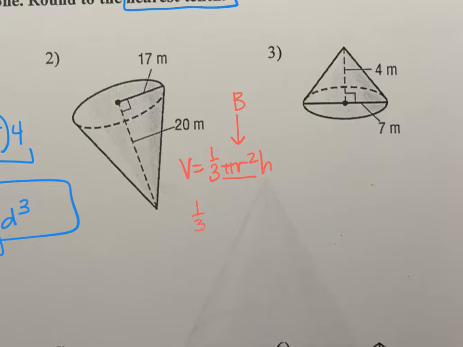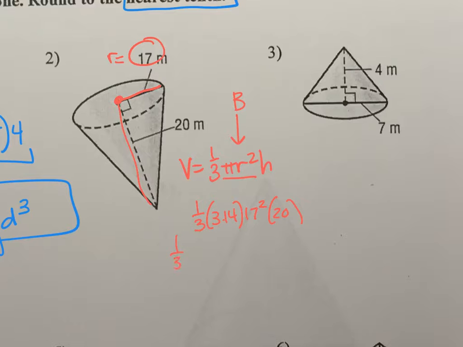So 1/3 stays. Pi, we can use 3.14. Radius, they gave us the radius. We don't have to divide by 2 or anything. So 17 squared times height. And our height is 20. So plug all of that in the calculator.